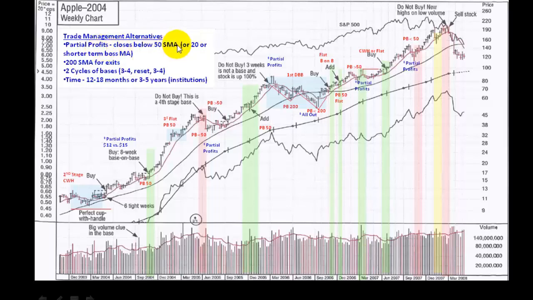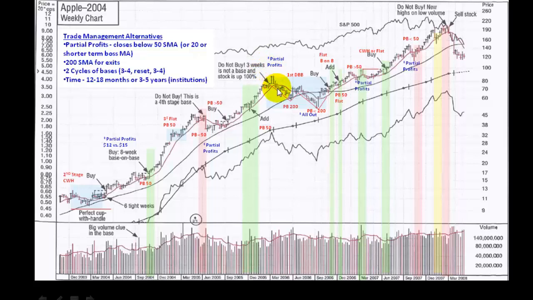Once it violates that, you can be defensive, you can take some partial profits. Then when it resumes its uptrend, you can always add back to your position. You don't have to sell everything. You can have a core position that you trade around. Once you have a really large profit like you do in here, you've already got 100%. Now you can handle the stock much differently.